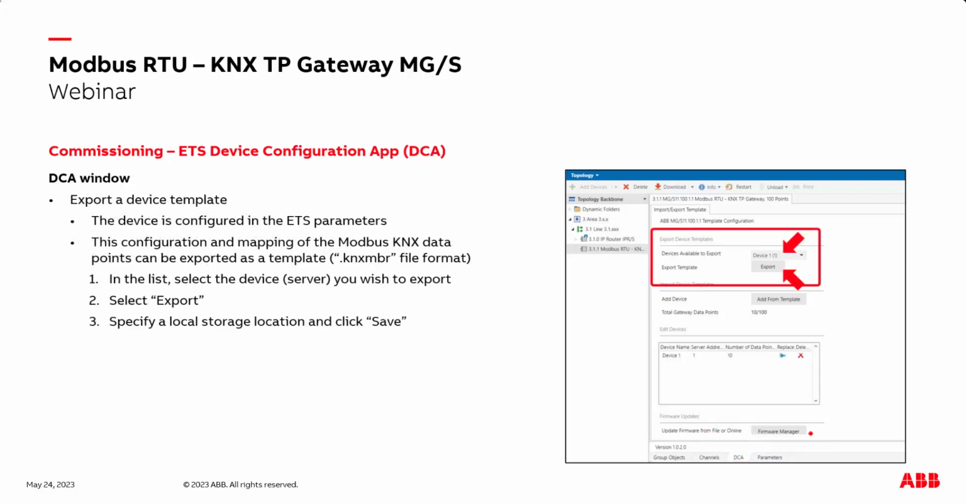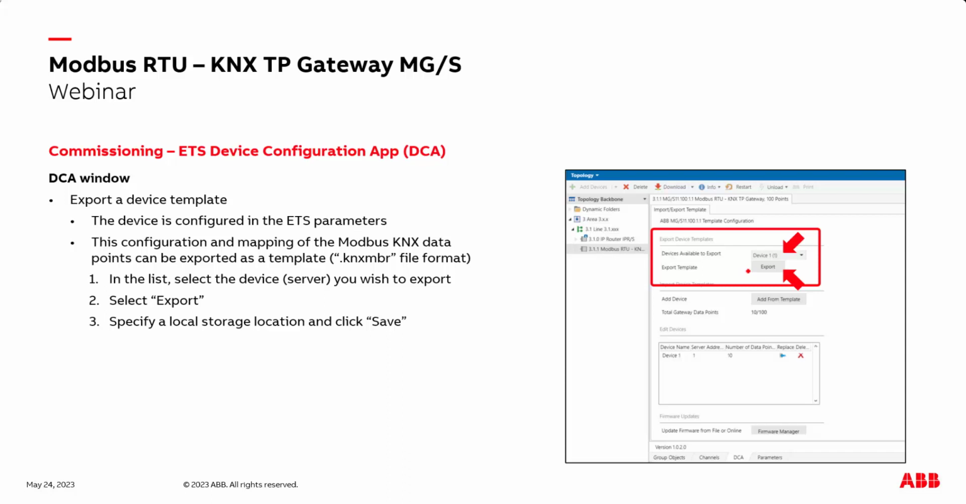So let's come at first to the so-called export device templates. Here you can select one of the Modbus devices, and then you can export the complete mapping with all the multiplications, with all the deadbands and all these things.